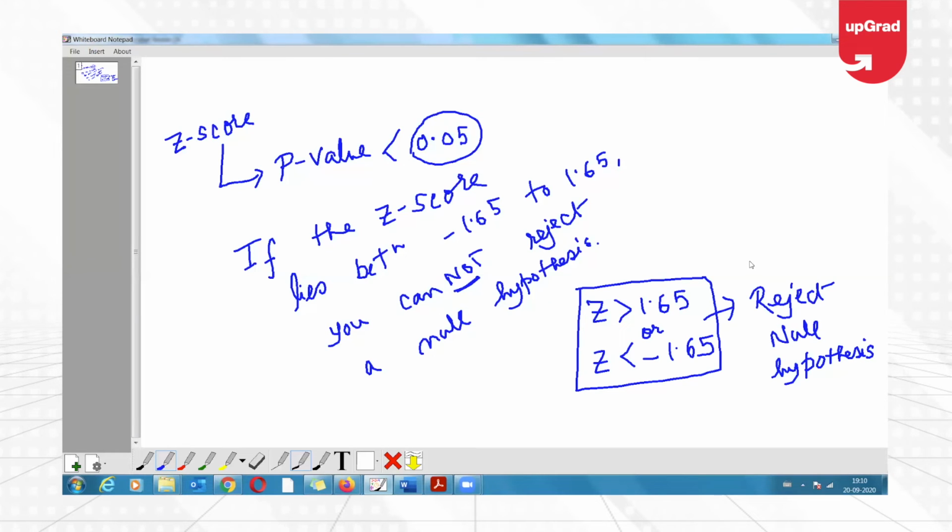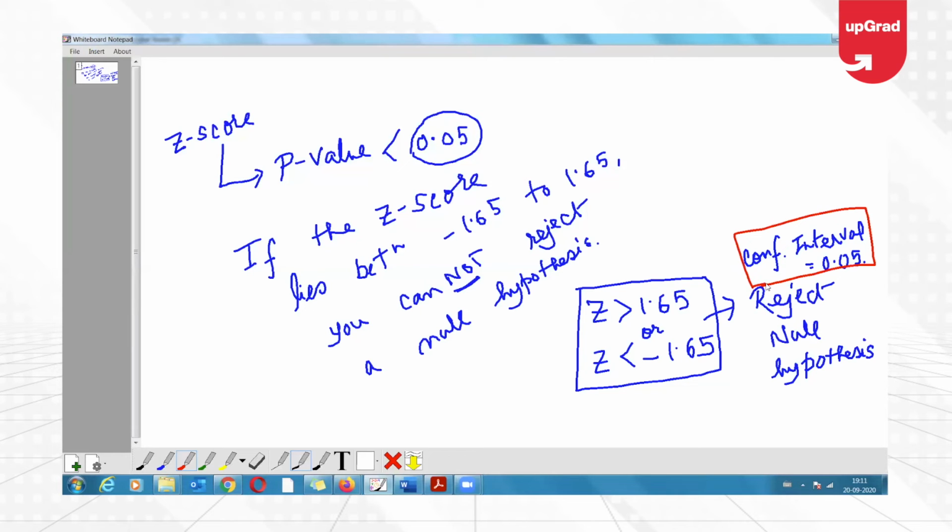Considering that my significance level is 0.05, which is generally the norm. The general norm is that the level is 0.05. If that is the scenario, then with a z-score greater than 1.65 or a z-score less than minus 1.65, I can reject the null hypothesis.